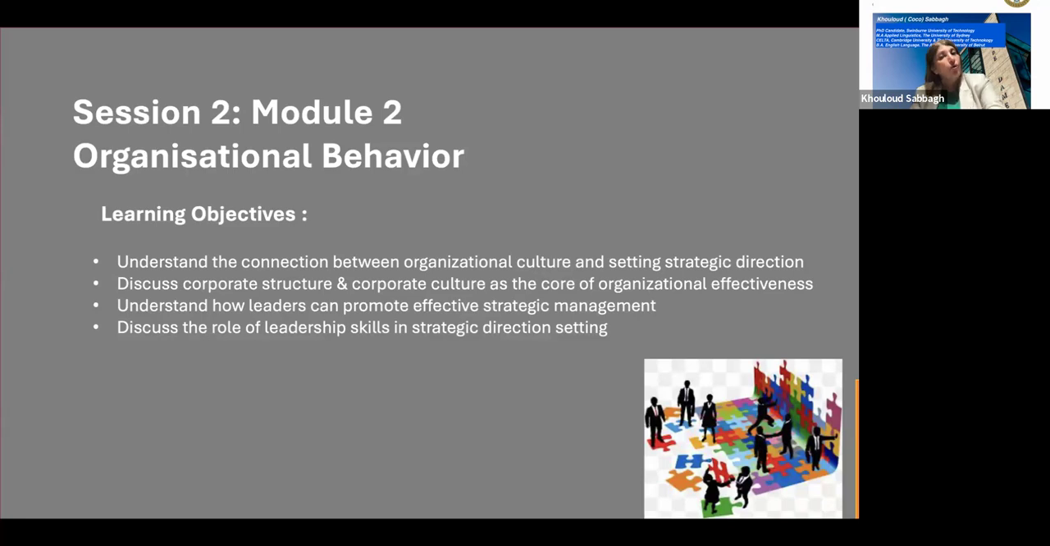And then we're going to look at the role of leadership in strategic direction setting. We mentioned leadership last time. Leadership and strategic direction setting, especially direction setting, always go hand in hand. You cannot be in a role where you are planning or setting a strategic direction and not be a leader. Remember what I said, strategic direction setting happens at the very highest level of the organization. So there's definitely got to be some leadership skills involved.